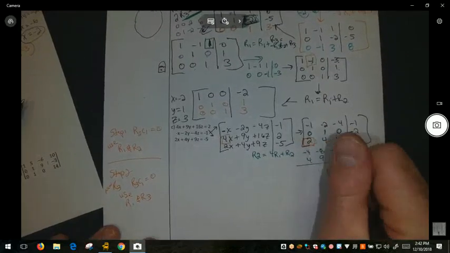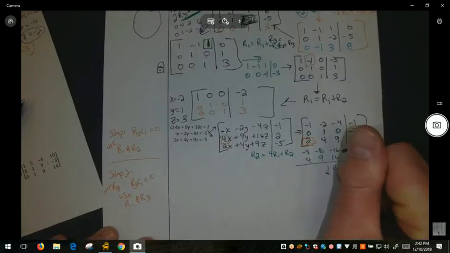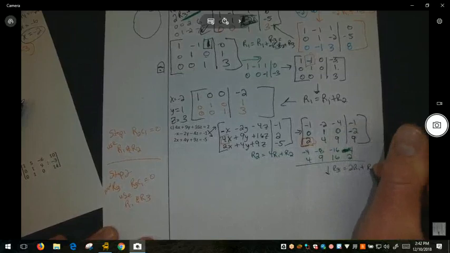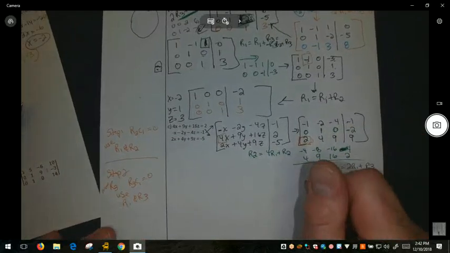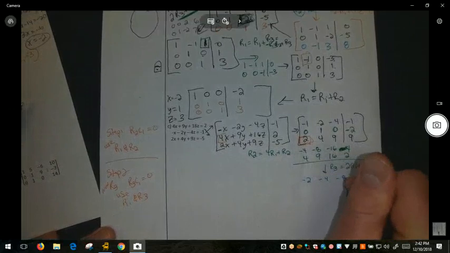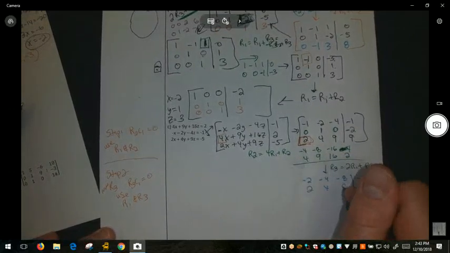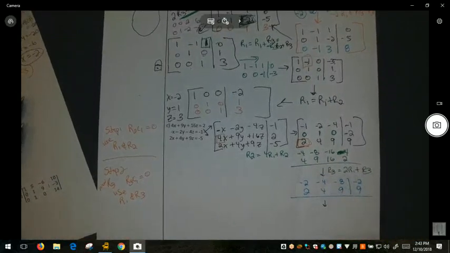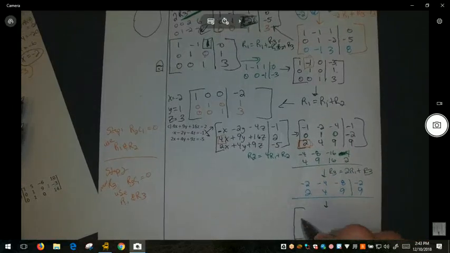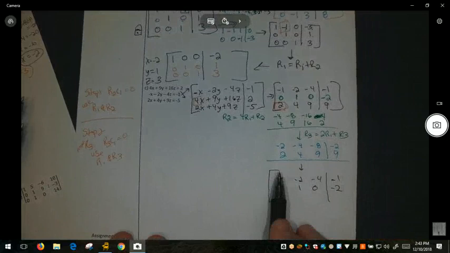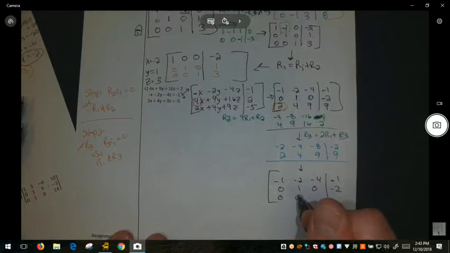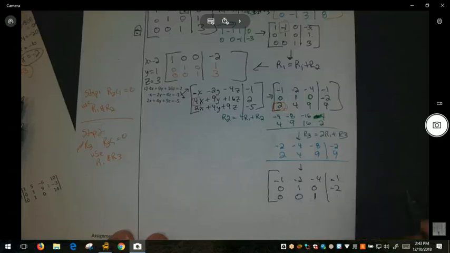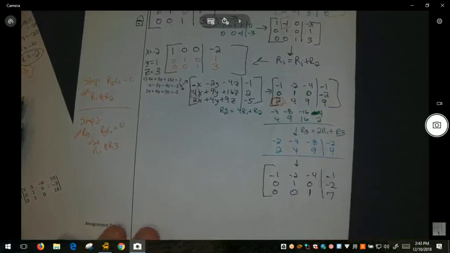So I'm going to do 2 times row 1 plus row 3, which means I'm going to have -2, -4, -8, -2, and 2, 4, 9, 9. This is going to give me, again, we locked row 1 for now. We're locking row 2 forever. And this will give me 0, 0. Oh, that's even nicer. It's rare that you get that right away. Normally we have to do another Gaussian.